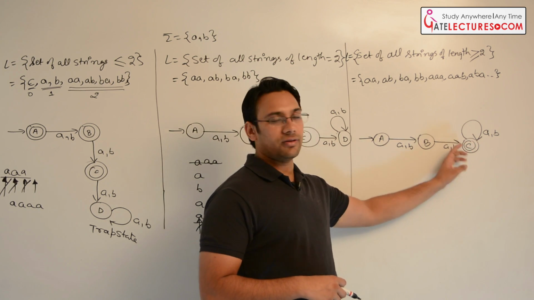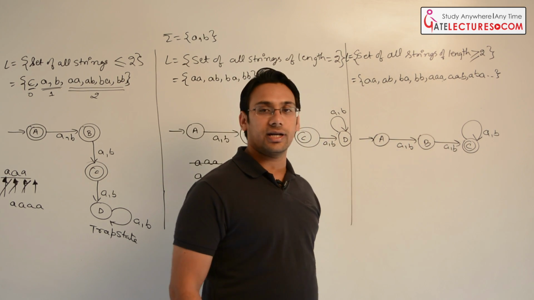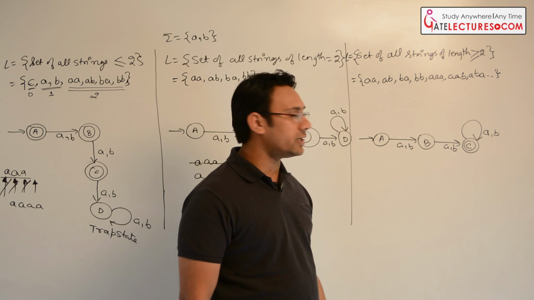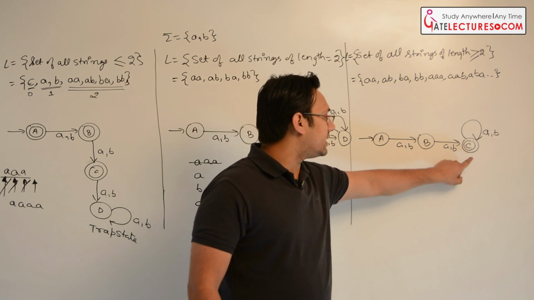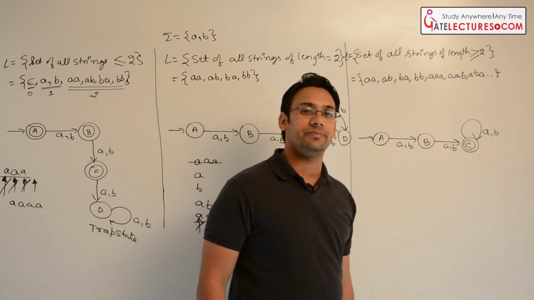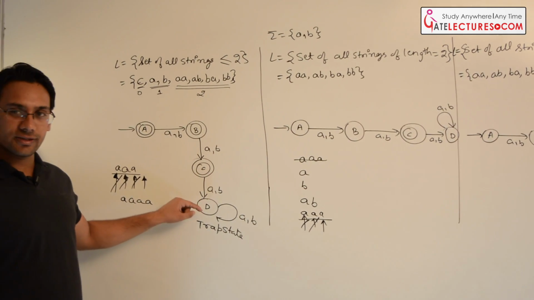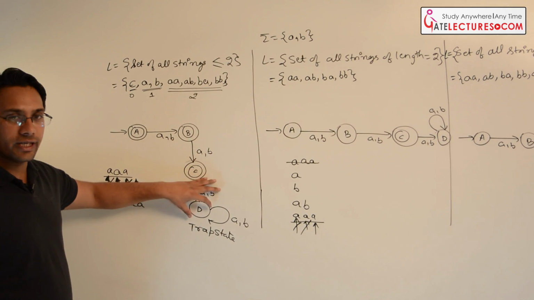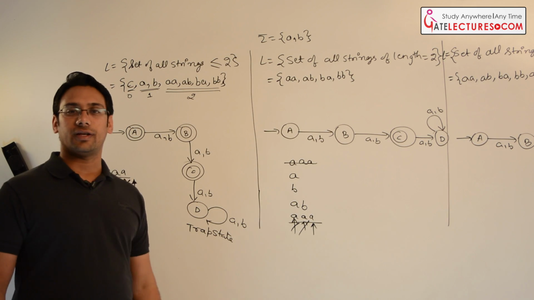If we again give a string of length 3, then we will be stuck at state C only, C is the final state. If we give any string whose length is greater than or equal to 2, then we will always be at state C, and state C is the final state. Again, saying the trap state is a state where, if we go to this state, we will never be able to come out of it, and we will never be able to reach the final state.